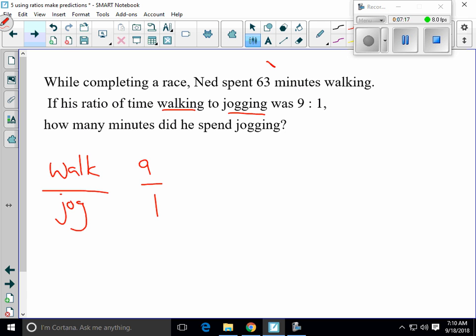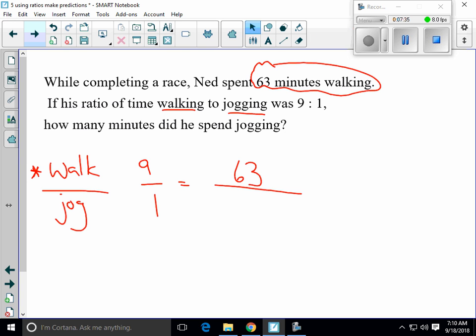Okay, on top, the other information I'm giving is 63 minutes walking. Okay, so 63 minutes of walking, is that walking a numerator or denominator? We'll check what you wrote on the side. Walking is a numerator. So 63 will be my numerator. Okay, so 9 times what is 63? Should be times 7. 1 times 7 on the bottom is 7. So he spent 7 minutes jogging.